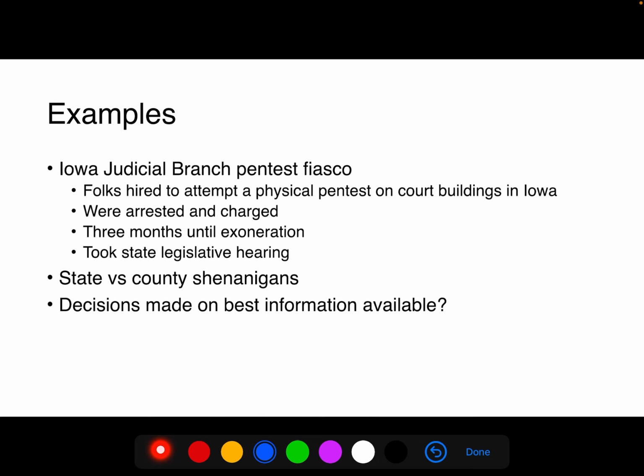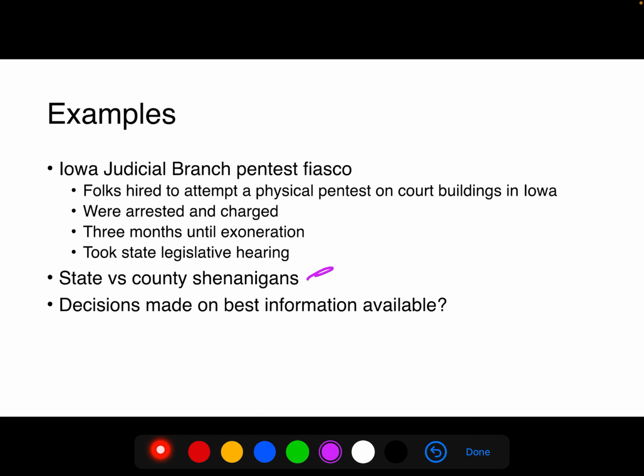So, when we think about human performance, right, did the pen testers do anything wrong? Well, they did the physical pen test. By all accounts, they did the physical pen test in accordance with industry standards and how they're typically done. There's usually a scope of things that they want you to test, things you can do, things you can't do, and there were no allegations that they violated that. The only problem was this issue here with state versus county shenanigans and politics.